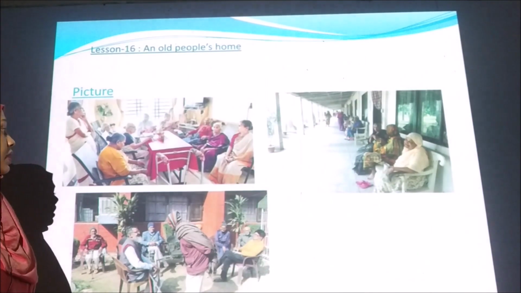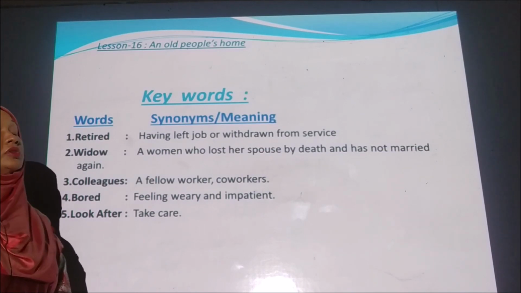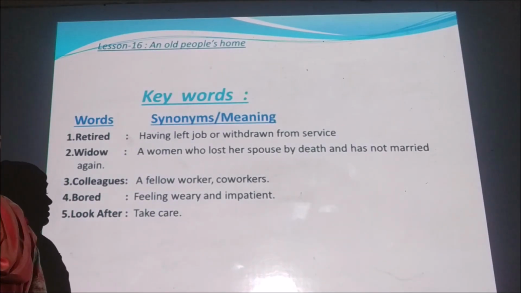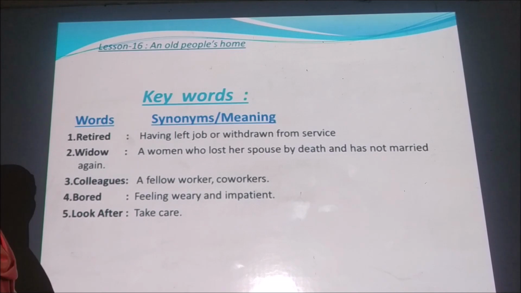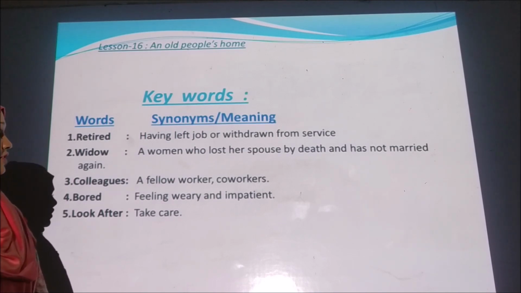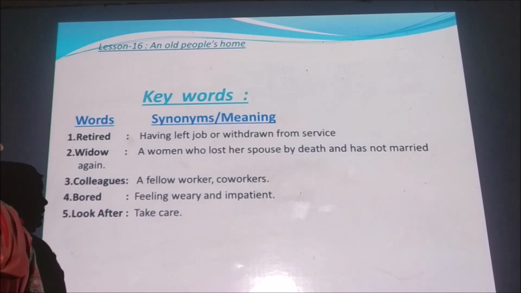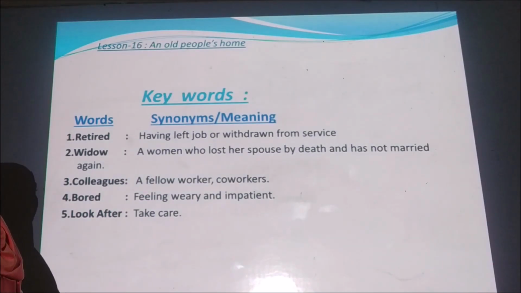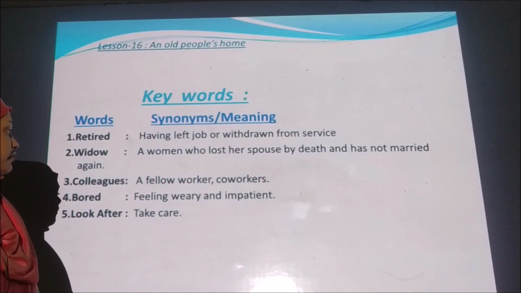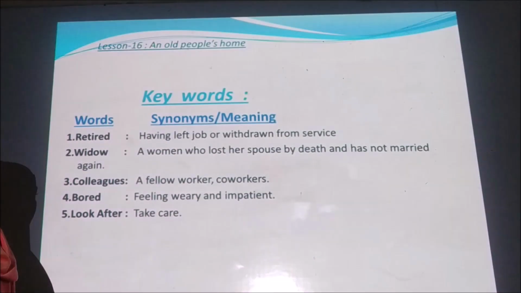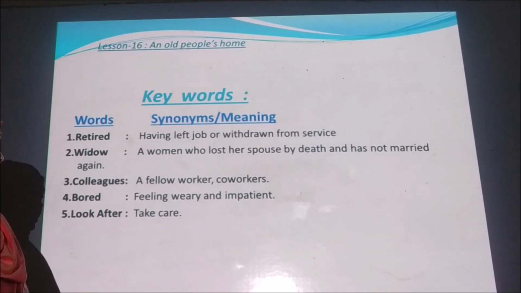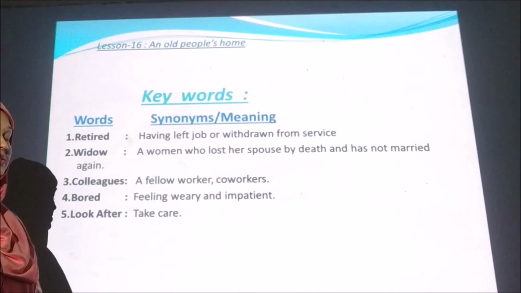Okay, my dear students, now we will read. Before starting the lesson, I will give you some keywords to make you understand the passage clearly. Number 1, retired. It means having left a job or withdrawn from service. Number 2, widow. It means a woman who lost her spouse by death and has not married again. Number 3, colleagues. It means fellow workers or co-workers. Number 4, bored. It means feeling weary and impatient. Number 5, look after. I hope you know that it means take care.